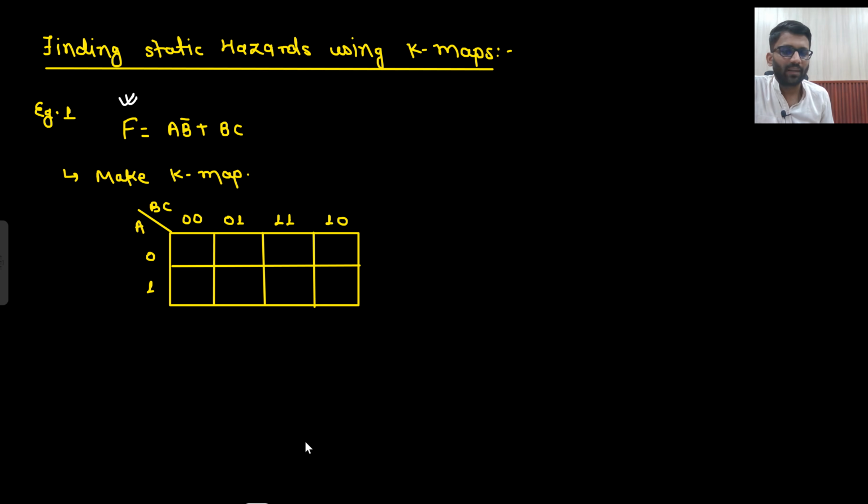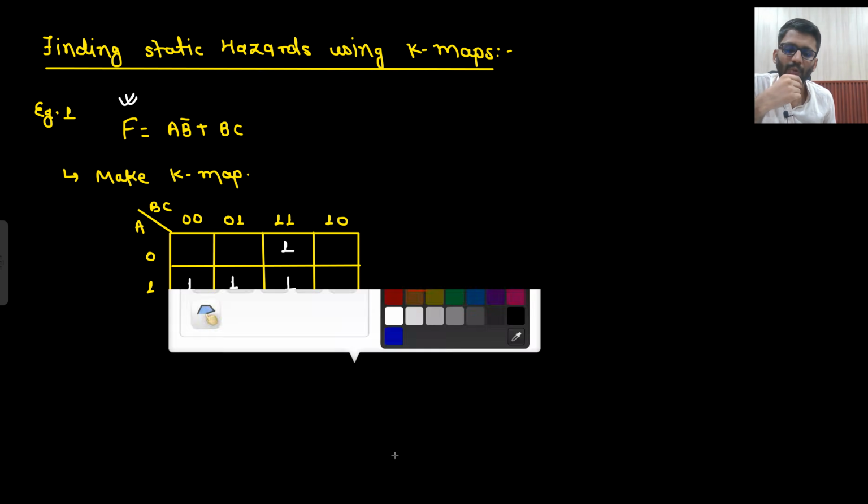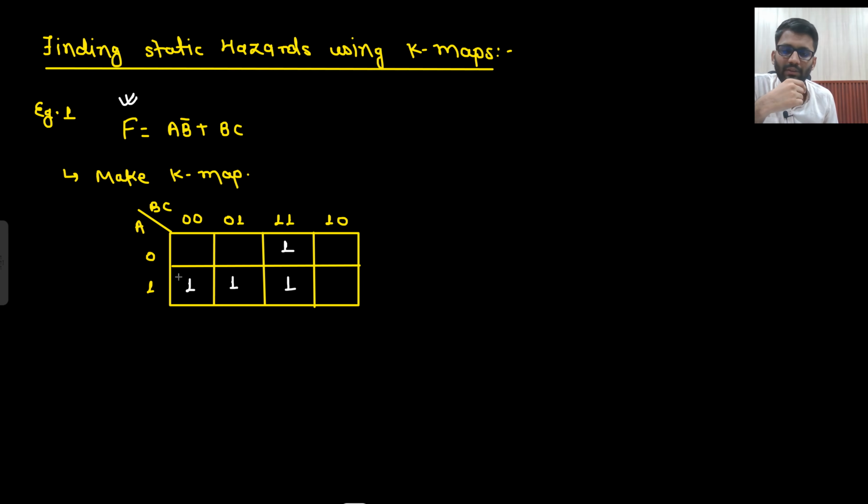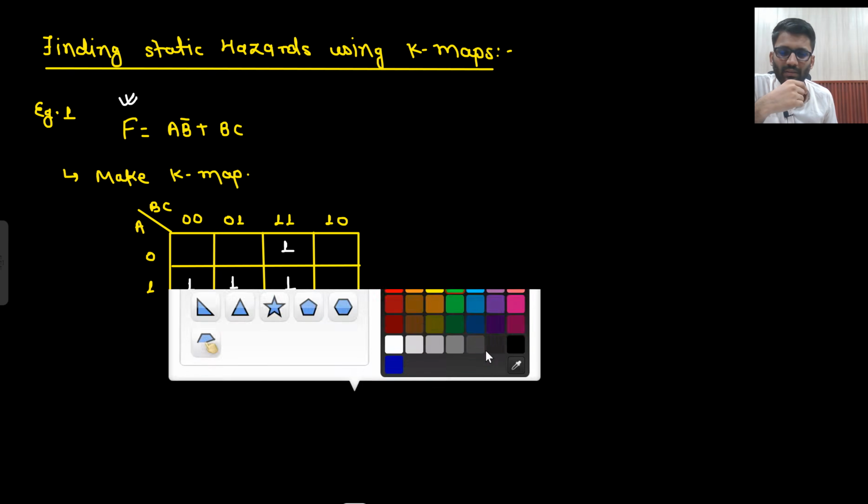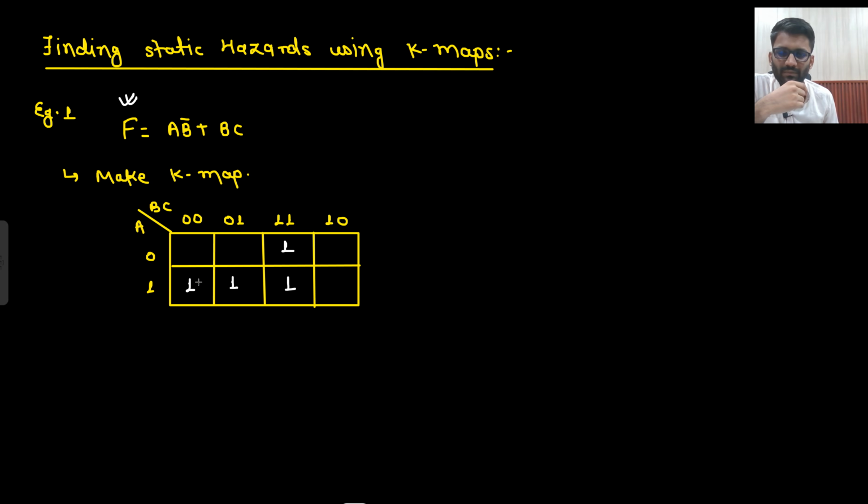So can I draw it in the K-map? Yes. AB bar, AB bar, BC, BC. So which two pairs have I taken? These two pairs I have taken, right? Is there any possibility to make another pair? Look, these two pairs I have taken, these are the best pairs, and this is my answer.